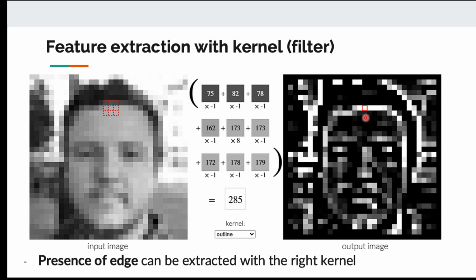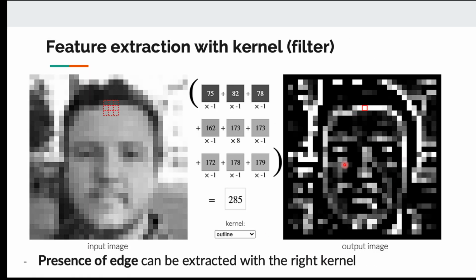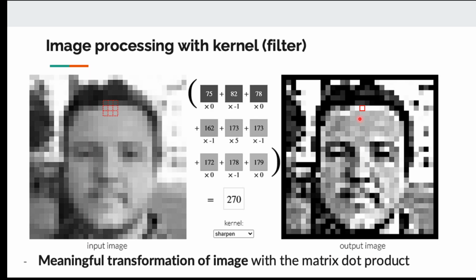So this operation of taking this kernel, coefficient of numbers, and multiplying it with the image to extract the new signal. By performing this throughout the image, this is called a convolutional operation. You are applying this matrix everywhere in the image. So you get a new image that has either the outline information or has the sharpened image.